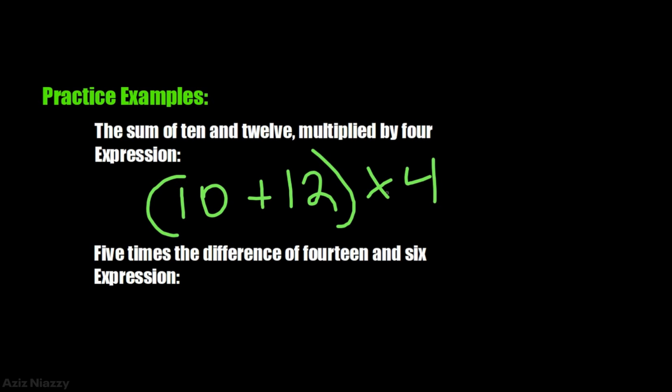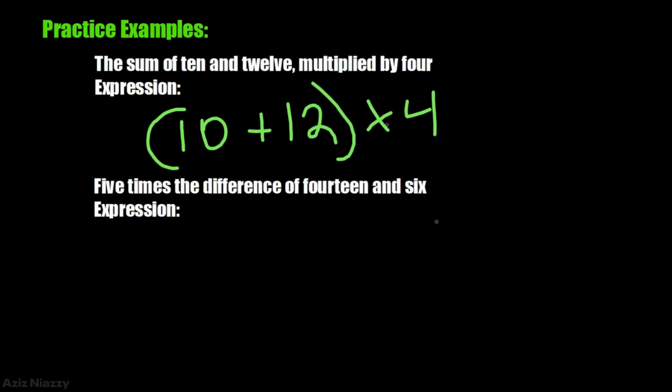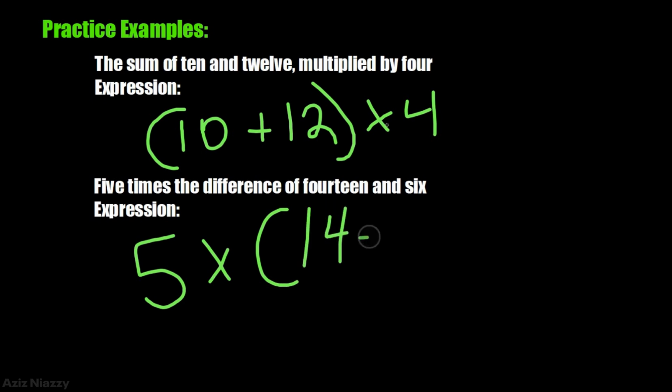So let's move on to the next example. 5 times the difference of 14 and 6. The difference indicates we have to put parentheses. So first we put 5 times parentheses 14 minus 6. So that is the expression.